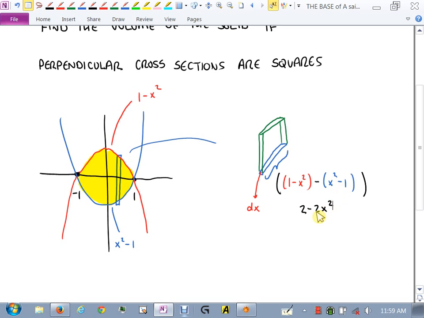Understood? That is the length of this side. Okay, well, what's the length of this side then? Same, because it's a square, right? That's what I said. It's a square. So the volume of this would be what? The volume of just this little sliver would be 2 minus 2x squared times itself, right? So squared times dx. That would be the volume of that one little sliver.